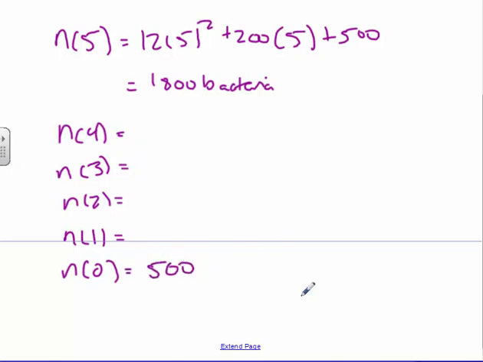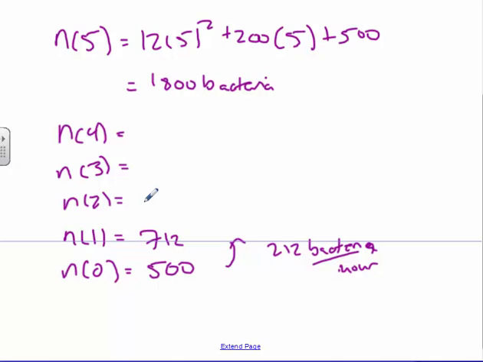We started with 500 when we began. And then if we were to do N1, 12 times 1 squared plus 200 times 1 plus 500, after 1 hour, you'd have had 712 bacteria, which means that you'd have grown by 212 bacteria per hour.